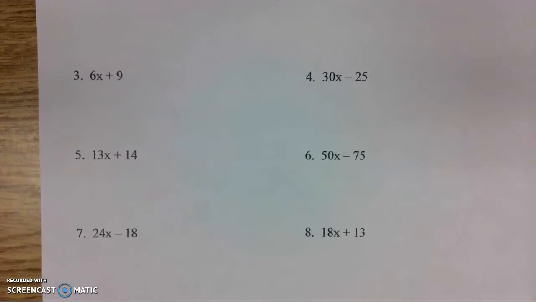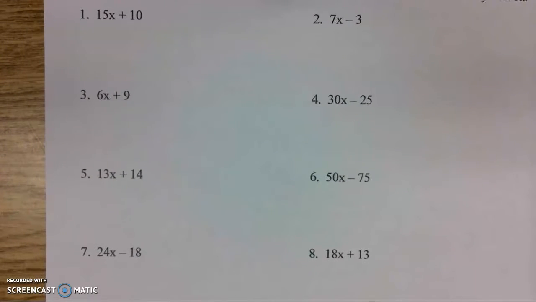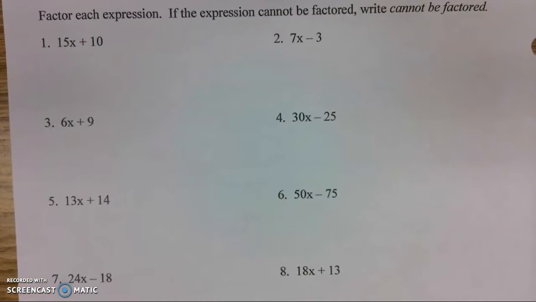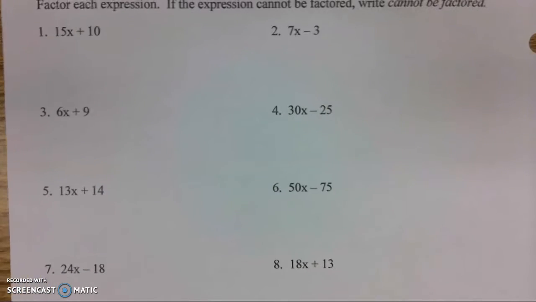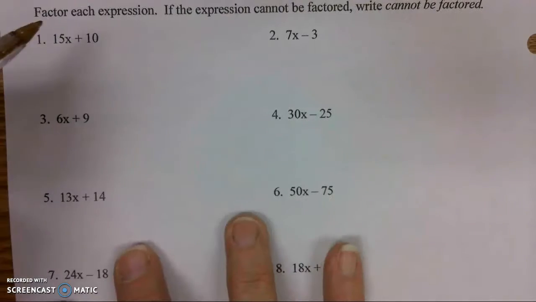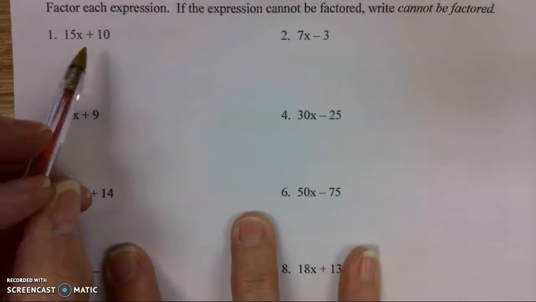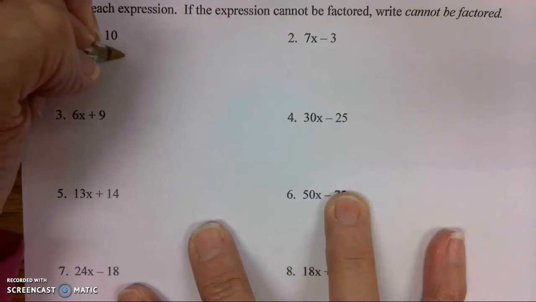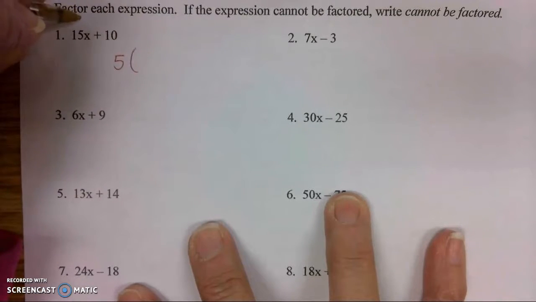Okay, let's flip over to the back. Now, sometimes when you have an expression, that expression might not be able to be factored. So if it can't be factored, we're just going to say it can't be factored. But let's look at number 1. Well, I have a 15 and a 10, and I know that I can divide 5 into both of those. So I'm going to factor out a 5.